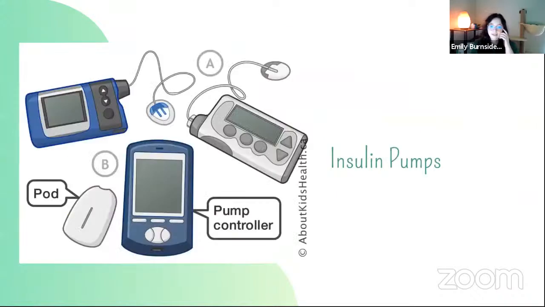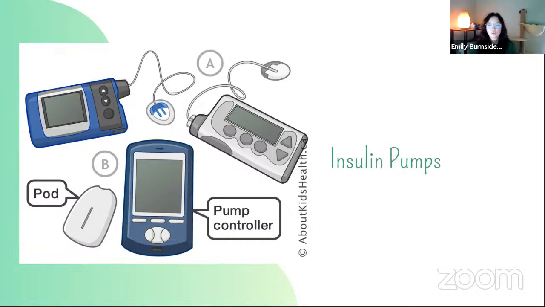Next, we have insulin pumps. There are a lot of different types of insulin pumps, so this is just a picture depicting a few different types. Insulin pumps will use fast-acting insulin on a continuous drip in place of long-acting insulin, and will give a dose of insulin on demand when the user eats or needs to correct their blood sugar.